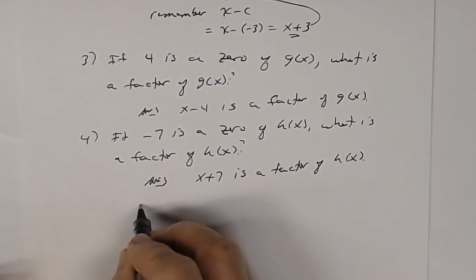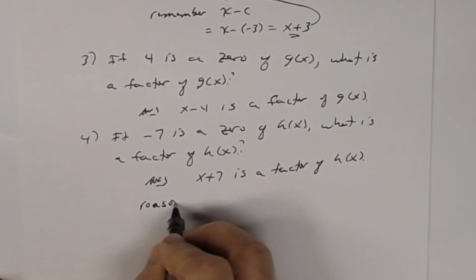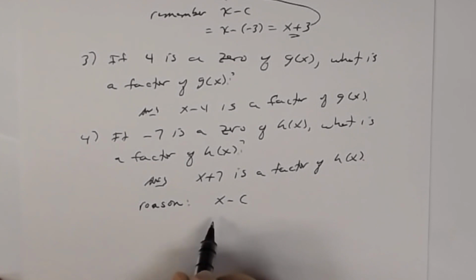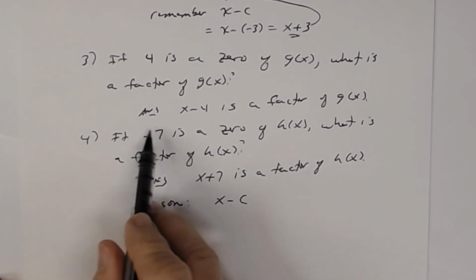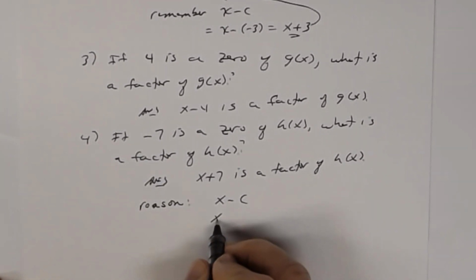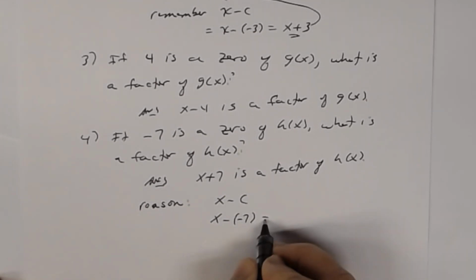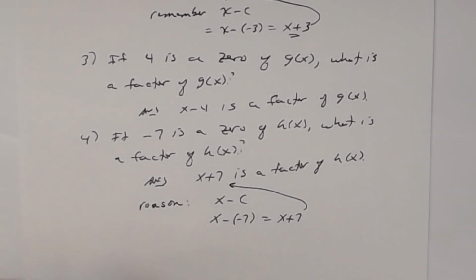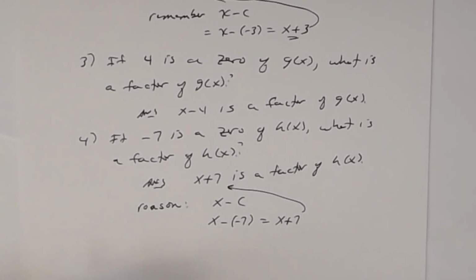And the reason, so let's remind ourselves about the reason. The reason is because, remember, it's got to be x minus c, right? So if c is negative 7, you're going to say x minus a negative 7, which equals x plus 7. And so that's what you write. All right, so you must say x plus 7. All right, so that's number 4.